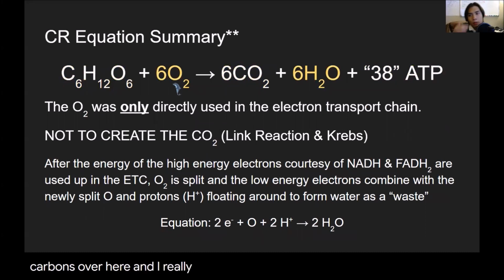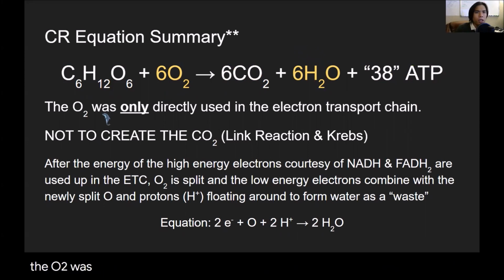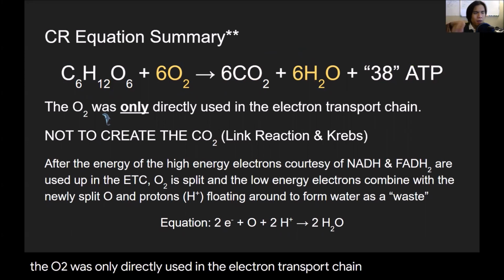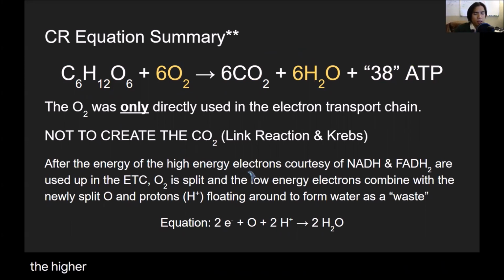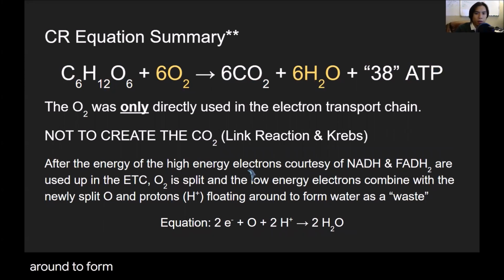And I really want to clarify this. So the O2 is linked to the H2O. The O2 was only directly used in the electron transport chain. After the energy of the higher energy electrons donated by NADH and FADH2 are used up in the electron transport chain by the protein complexes, our O2 is split, and the low energy electrons combine with the newly split oxygen and protons floating around to form water as a waste.